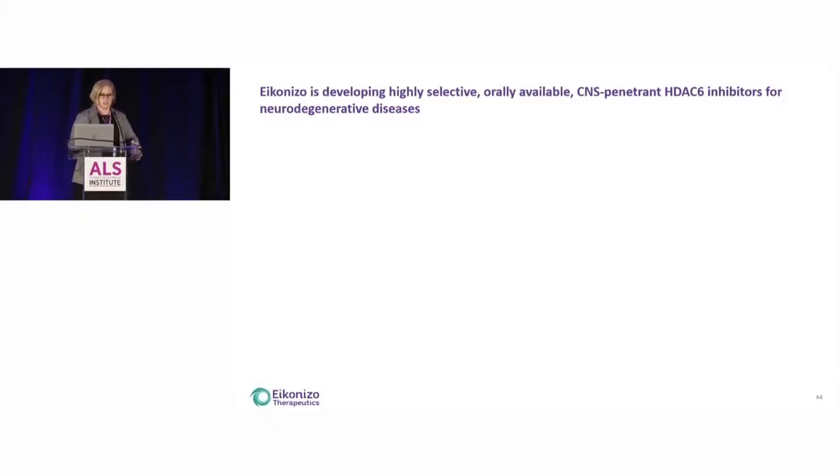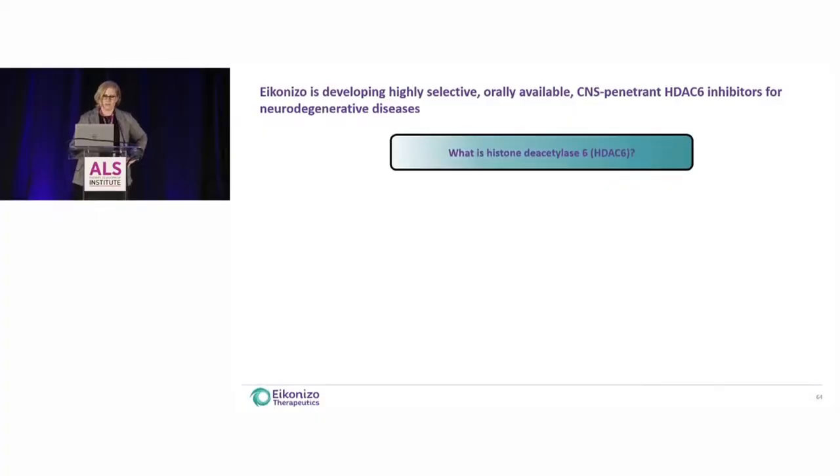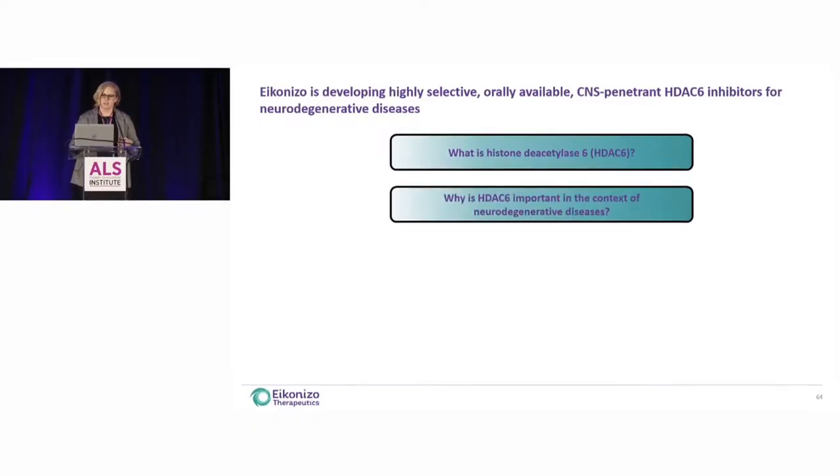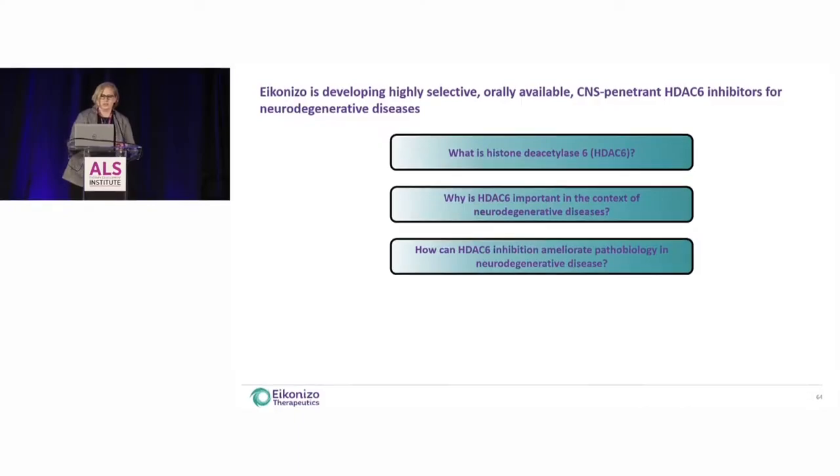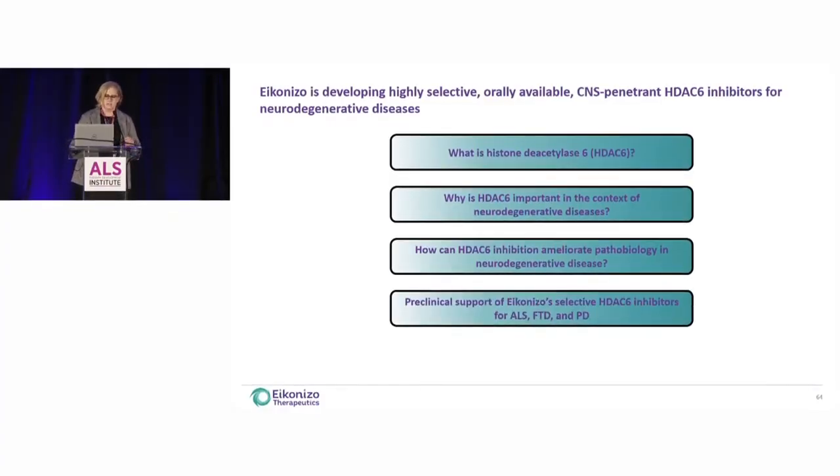I'd like to spend a little bit of time with you today sharing the rationale underlying our interest in targeting HDAC6 for neurodegeneration. I'll talk about some of the implications of HDAC6 in neurodegenerative diseases, and then I'll discuss how we think HDAC6 inhibition can ameliorate the pathobiology of neurodegenerative diseases, and then I'll share some of our preclinical data supporting our selective HDAC6 inhibitors for ALS, frontotemporal dementia, and also Parkinson's disease. And finally, I'll touch base briefly on our clinical development plans.